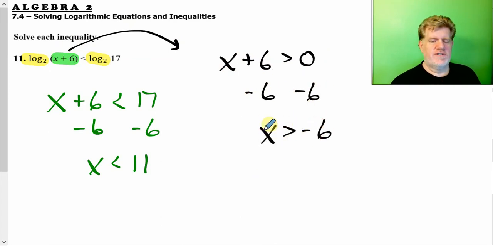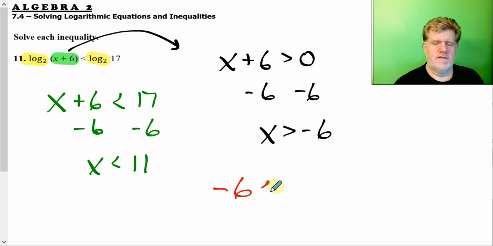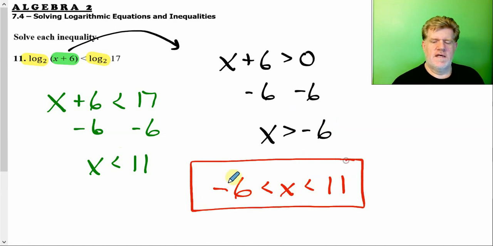There's my two stipulations. X has to be greater than negative 6, but x also has to be less than 11. So that means that our answer is going to be between negative 6 and 11. Now, I always write it like this. I always write it like a number line format. The lowest number first, the highest number at the end, and x is between.